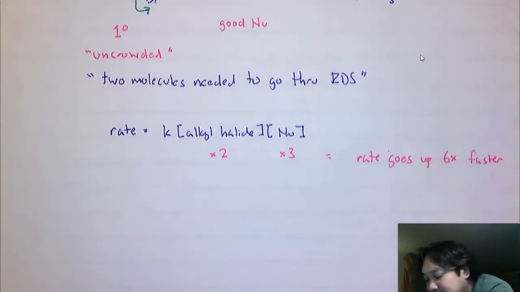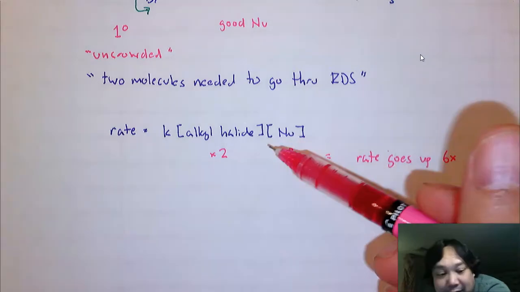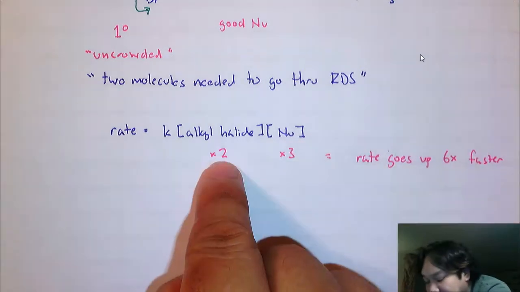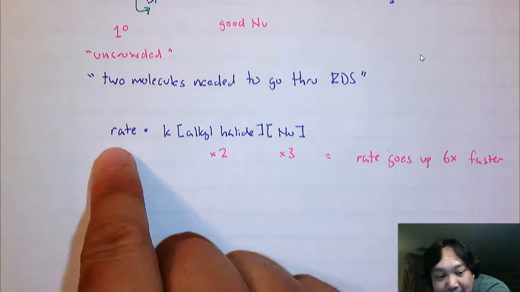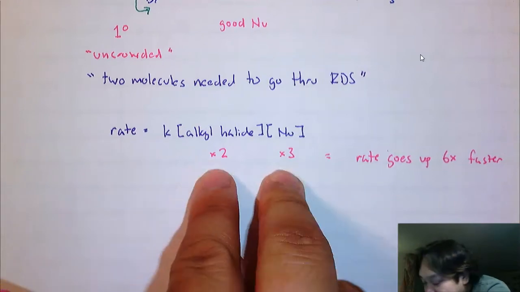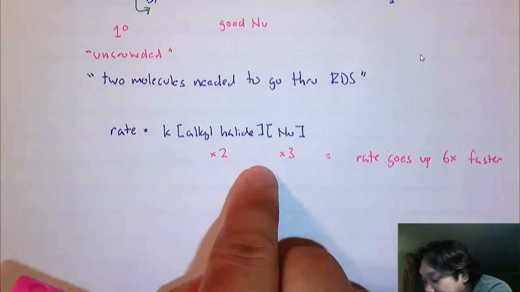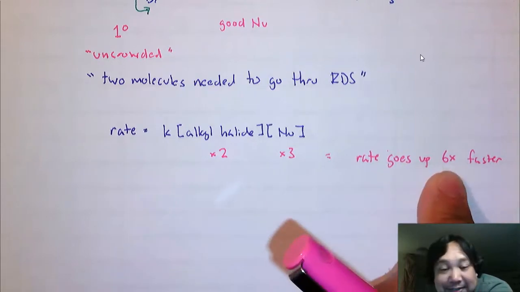If you remember your general chemistry, you know that these are first order, right? If you double the reactant and it's first order, you double the rate. But we have 2 reactants. One I doubled, one I tripled. That means that the rate will go up by 6. Okay.